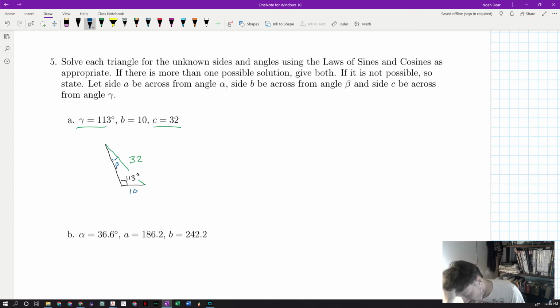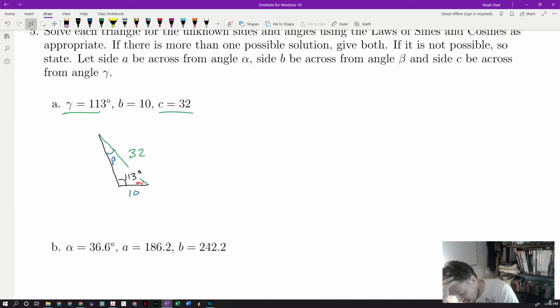And can I draw that length of 32 in any other location? I suppose I could draw it out here to the left, right? But then I wouldn't be using the 113 degree angle. So it seems like that's the only possibility here. Then it looks like we must label this alpha in the bottom right, and then A is across.